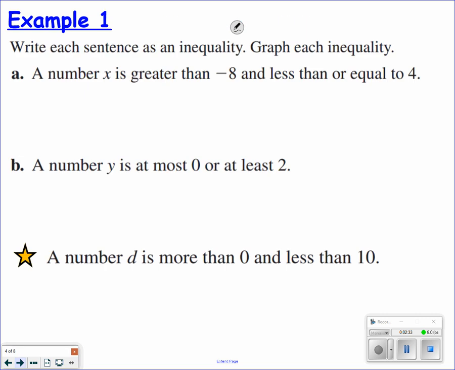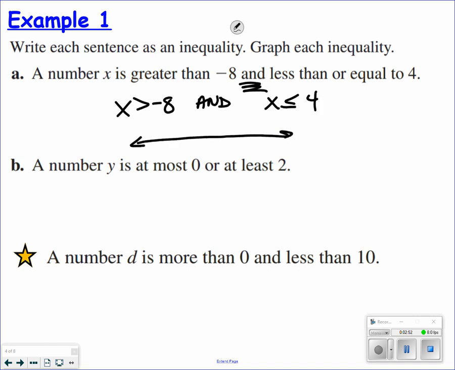Write each sentence as the inequality and then graph the inequality. The number x is greater than -8. So x is greater than -8, and x is less than or equal to 4. So what would that graph look like? Well, here's -8, here's +4. I want an open circle at -8 going greater, and a closed circle at 4 going less. So again, the intersection of the two, which basically means between.